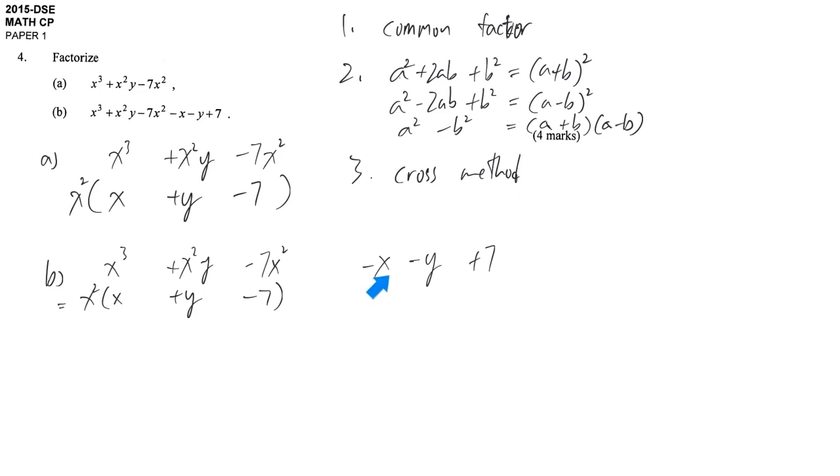After that, we compare what we want and what we have. We prefer positive x, however it starts from negative x. So we are going to extract the negative sign. That means extract negative 1. The first term, x divided by negative 1, we have positive x. Negative y divided by negative 1, we get positive y. And finally, positive 7 divided by negative 1 gives us negative 7.